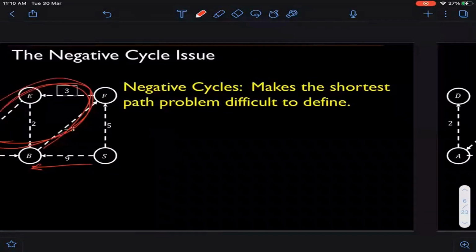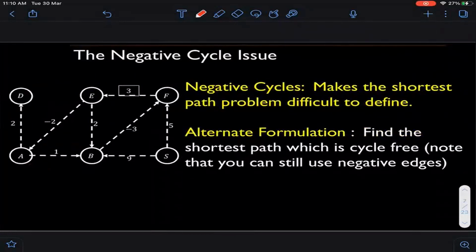Okay, so now I might try to reformulate the problem a little bit. What I ask you is to find the shortest path from the source to another vertex which is cycle free. Everyone getting my question? Okay, maybe your graph contains a negative cycle, but I ask you to find the shortest path from S to D such that it will not use any cycle. So I want you to give me a cycle-free shortest path in my graph. Remember, it's a different problem. It's not the same question that we had been asking so far.